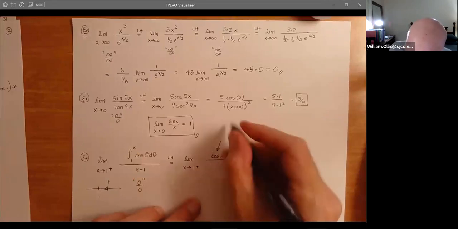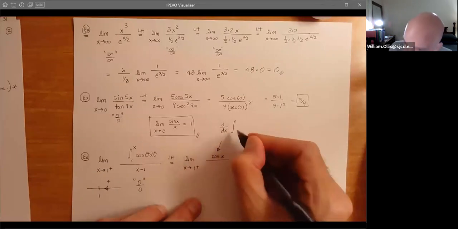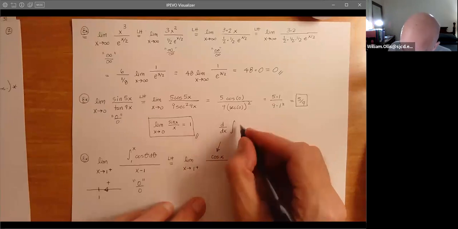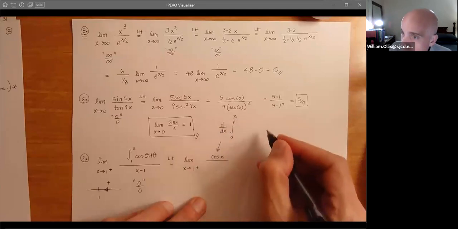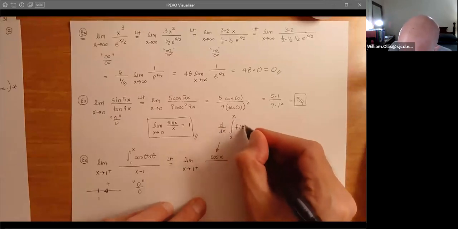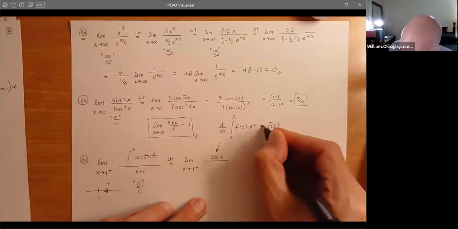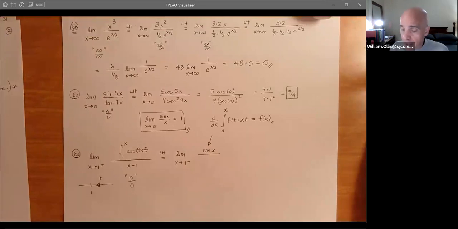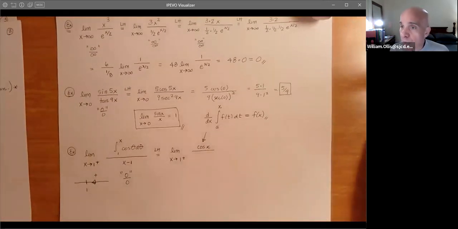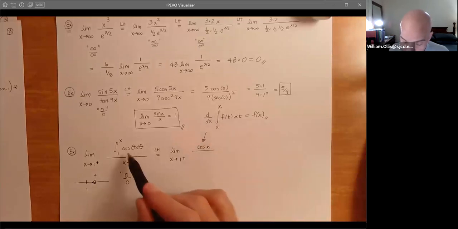I love teaching Cal 1, even though I don't get to teach it much. It's a beautiful course. We have, for instance, the derivative of the integral from a to x, where a is constant, of f of t dt is just f of x. That's what you prove when you do the fundamental theorem of calculus. You should know that proof. That is standard in Calculus 1, even in the regular section. That's a cornerstone argument that any calculus student should know. So now we just get f of x, which is just cosine of x.